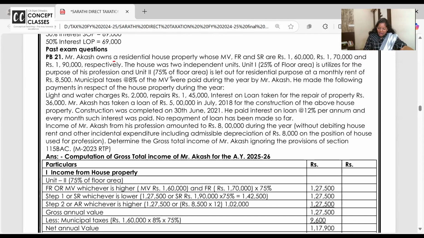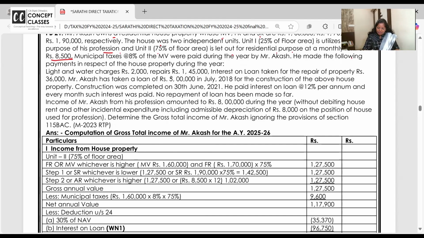Very simple. Akash owns a residential house. Fair and municipal value and all is given. The house was divided into 2 units. 25% is used for profession. Don't make column. 75% is let out for residential purpose on monthly rent of 8,500. Municipal tax is 8%. He made following expenses: light, repair, interest on loan.